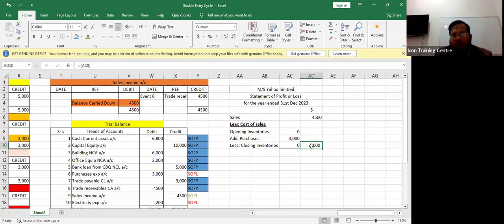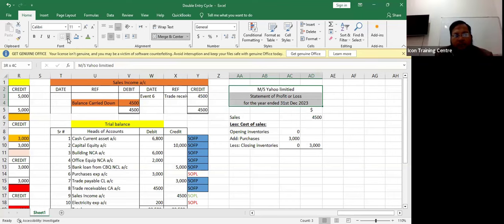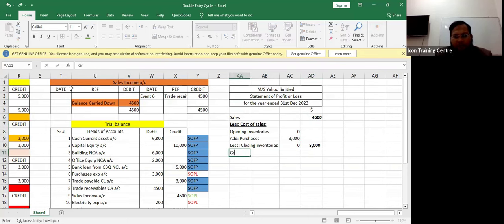So this is your cost of sale. Is this clear? Any confusion? No. Okay, perfect. So how do we calculate cost of sale? Opening inventory plus purchases minus closing inventory. And then we find out our cost of sale. This is our cost of sale, and this is our sales. So when we subtract cost of sale from sales, we get the gross profit. So sales minus cost of sales, you get the gross profit.